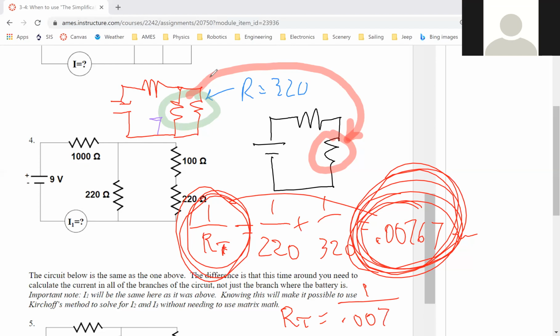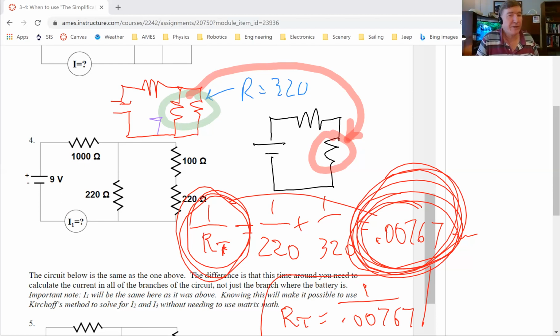I think that's it. Don't just think it, know it. Okay, this is the right answer. So when I type that in, I get 130. Okay, well, that's interesting. Where did that come from?